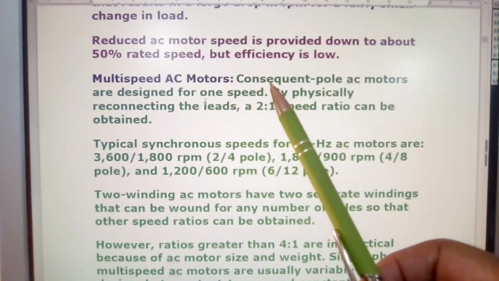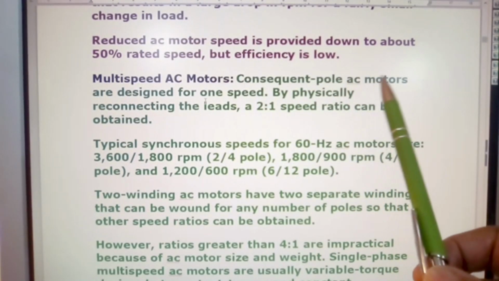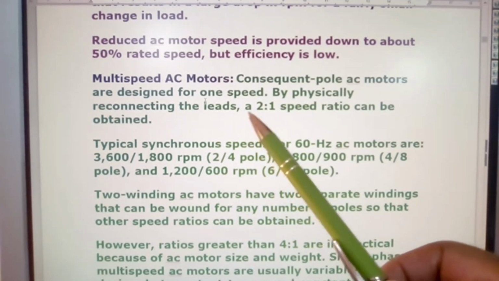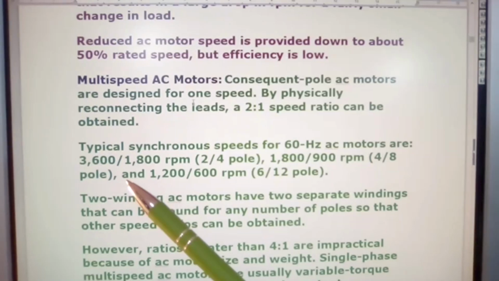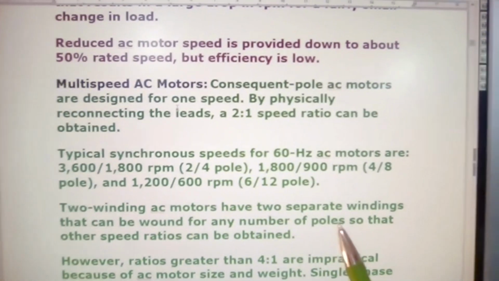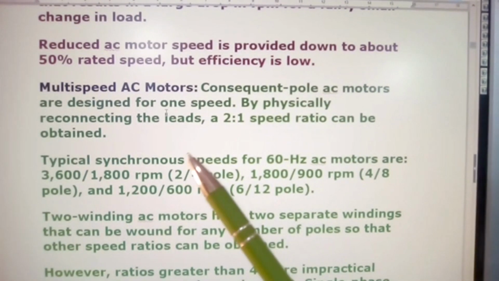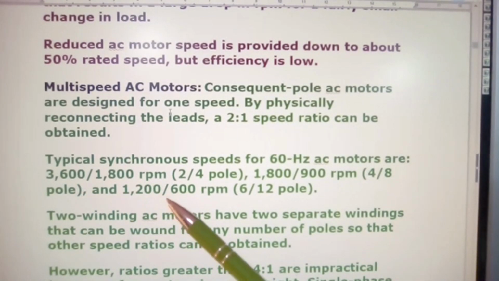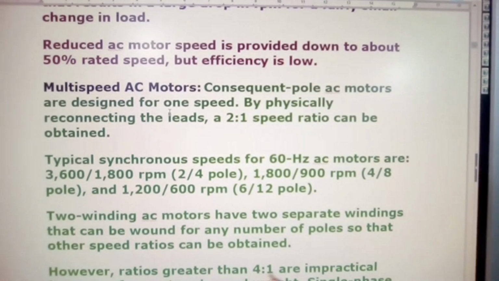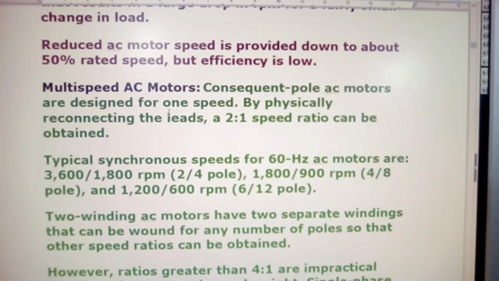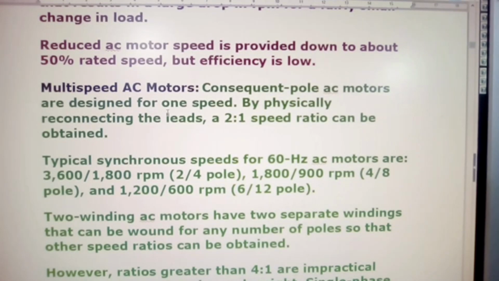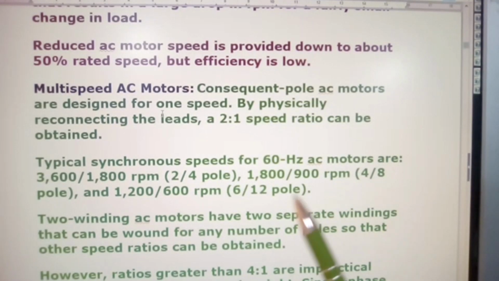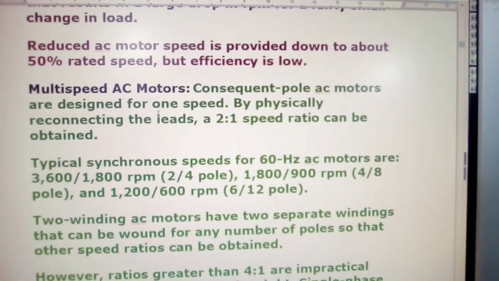Multi-speed AC motors. Consequent pole AC motors are designed for one speed by physically reconnecting the leads. A 2-to-1 speed ratio can be obtained. Typical synchronous speeds for 60 Hz AC motors are 3600 to 1800 revs per minute. Now that should probably be the other way around, 1800 to 3600. And that's 2 to 4 pole, 1800 to 900 revs per minute, 4 to 8 pole, and 1200 to 600 revs per minute, 6 to 12 poles.